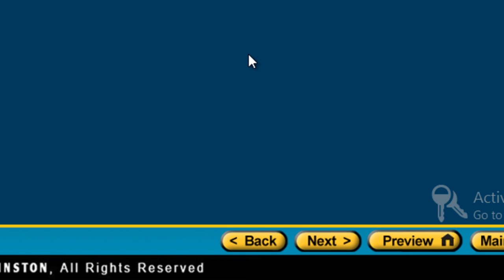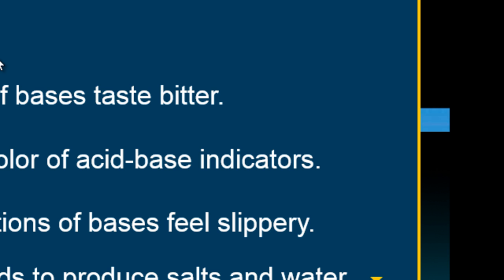When we turn to the properties of bases, we will find that the aqueous solutions of bases, unlike acids, have a bitter taste. But again, we do not rely on this property to assess if something is a base or not, because bases also have a corrosive action on our soft tissues and skin.